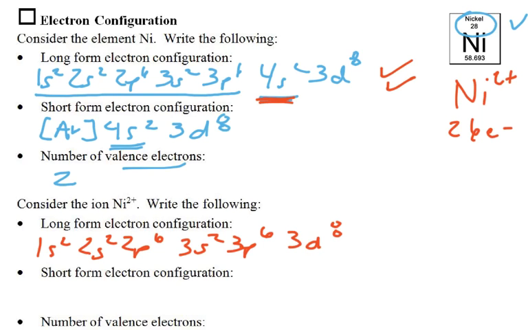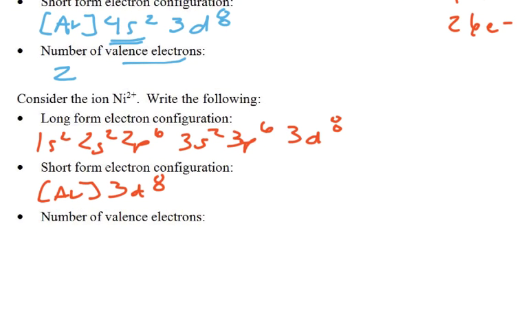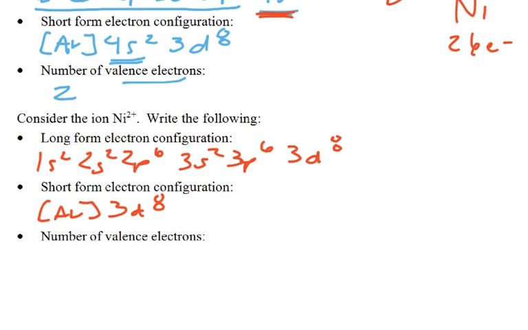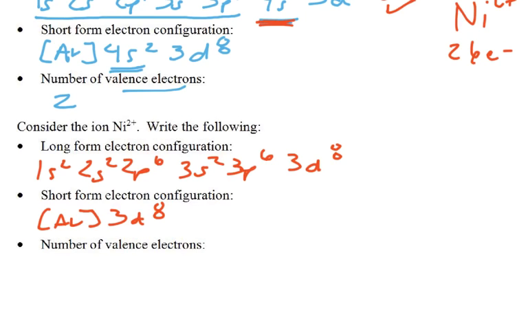Now what's the short form? Again, same thing, argon, and we just lose the last part, 3d8. Now how many valence electrons? This is where it's a little confusing for different people. I say that there are 0 valence electrons because nickel had 2 and it lost both of them, so I would say that that is 0 valence electrons.